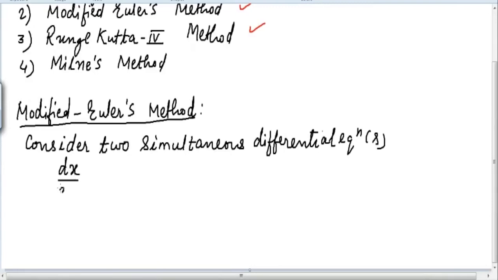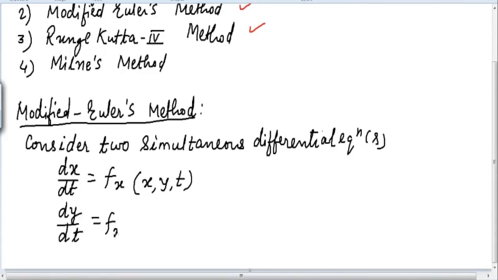dx by dt is equal to fx of x, y, t, because we are going to equate it with reference to time. And the second equation, suppose it is dy by dt is equal to fy of x comma y comma t again. So these are the two simultaneous differential equations, let's say. Then we have to start from the initial values.